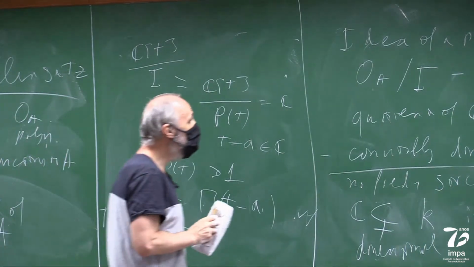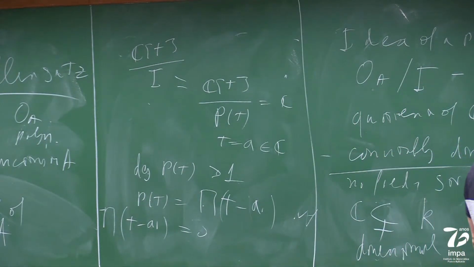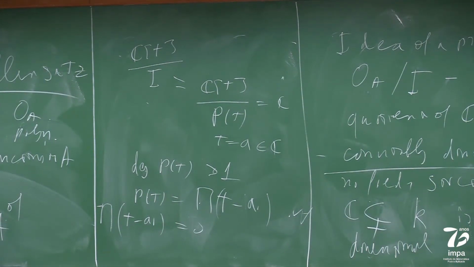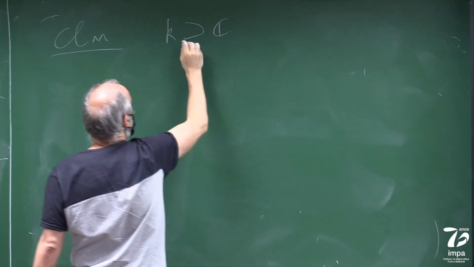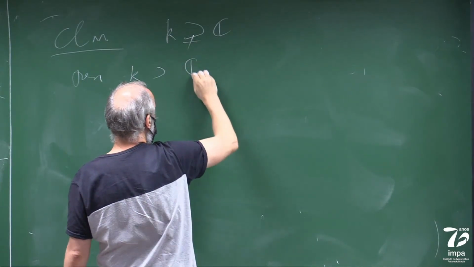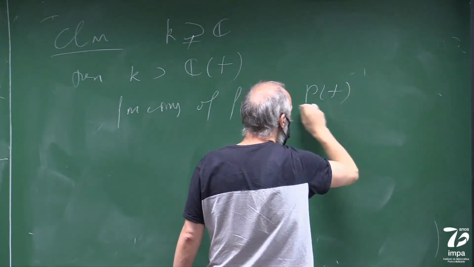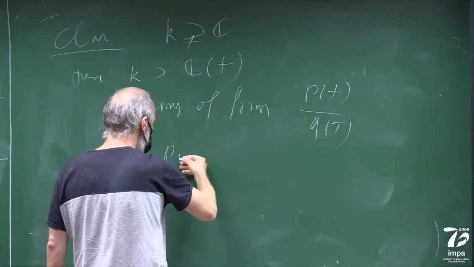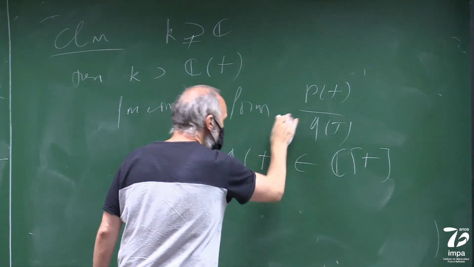So this was a very short explanation of why, if you have a field, say K, containing C, then K contains the ring of rational functions, as functions of the form P(t) divided by Q(t), where P and Q are polynomials. This is called the field of rational functions.